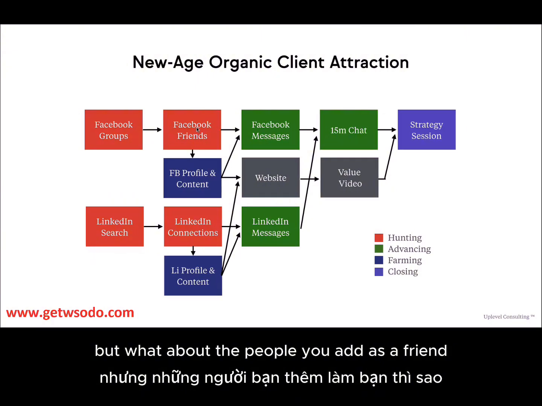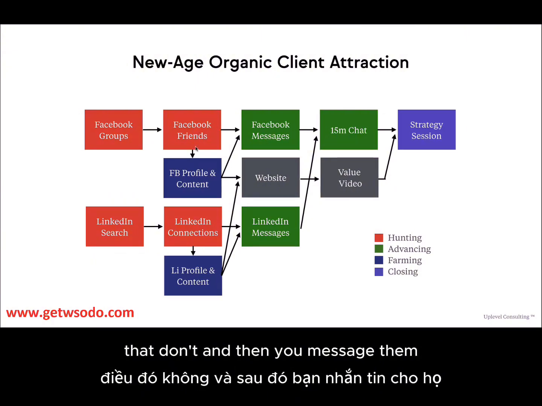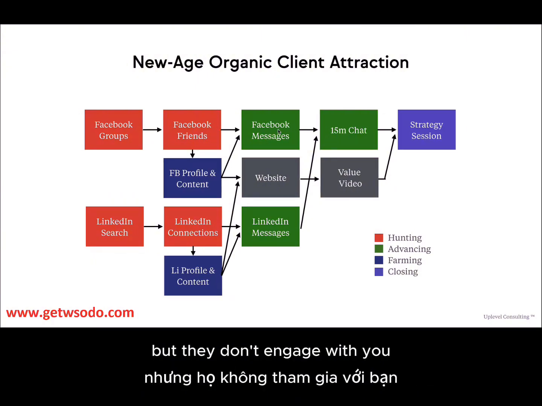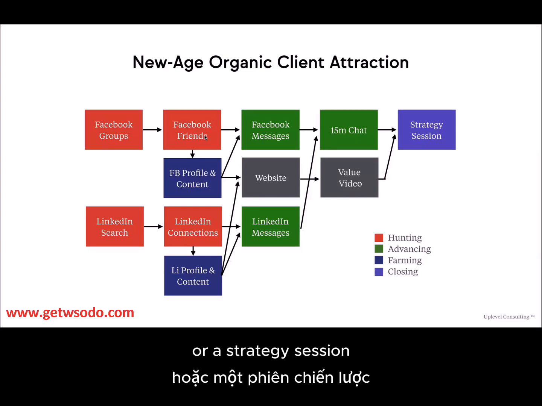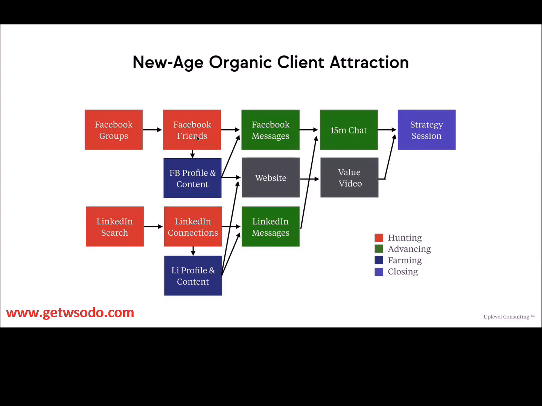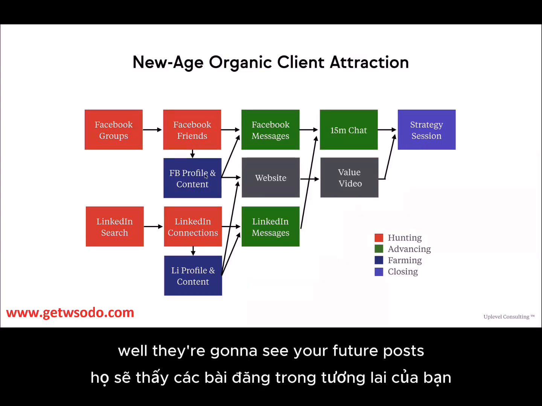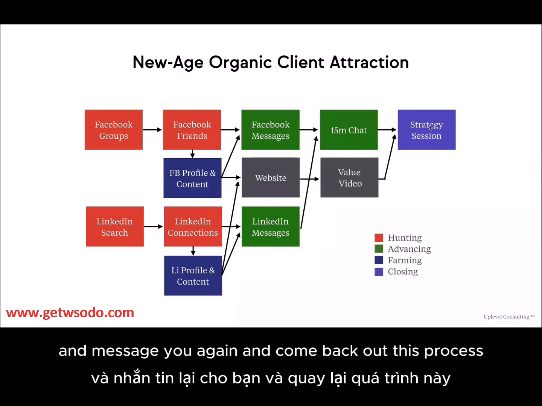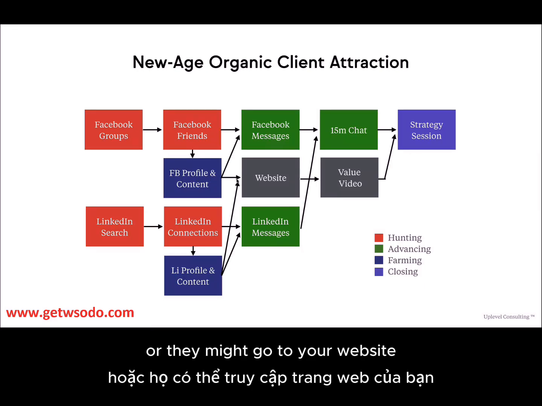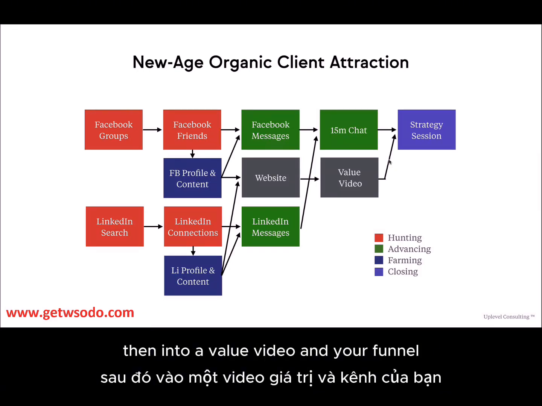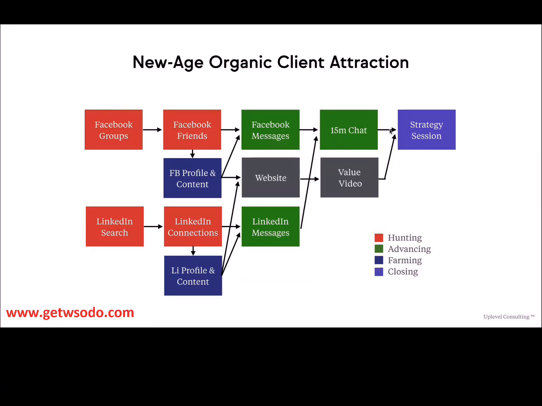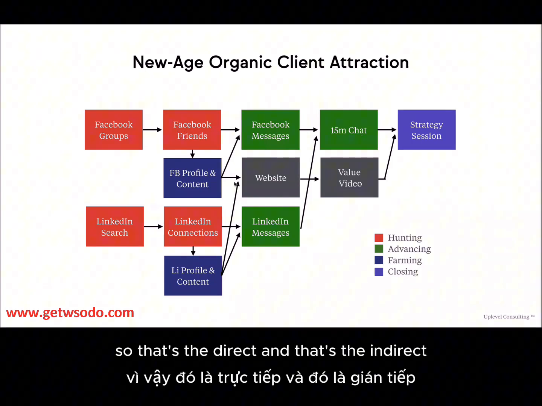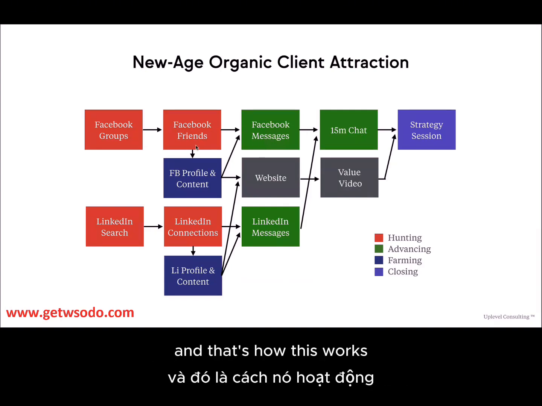But what about the people you add as a friend that you message, but they don't engage with you and you don't get them onto a chat or a strategy session? Well, they're going to see your future posts and your profile, and from there they might re-engage with you and message you again and come back into this process. Or they might go to your website and then into your value video in your funnel and then come back in. So that's the direct and that's the indirect, and that's how this works.